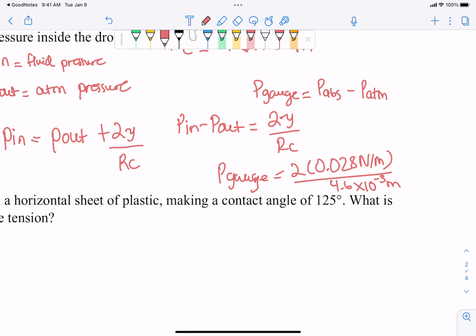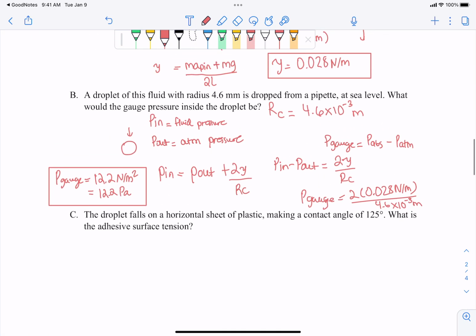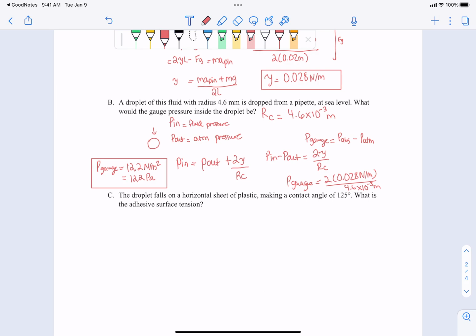Okay. So yeah, I typed it in again, and I made sure, because I didn't do 4.6 times 10 to the negative 3. What I did is 0.0046, which is the same thing, but I thought maybe I'd thrown in an extra or fewer zero. But yeah, I got 12.2 pascals or newtons per meter squared. Any questions about part B?